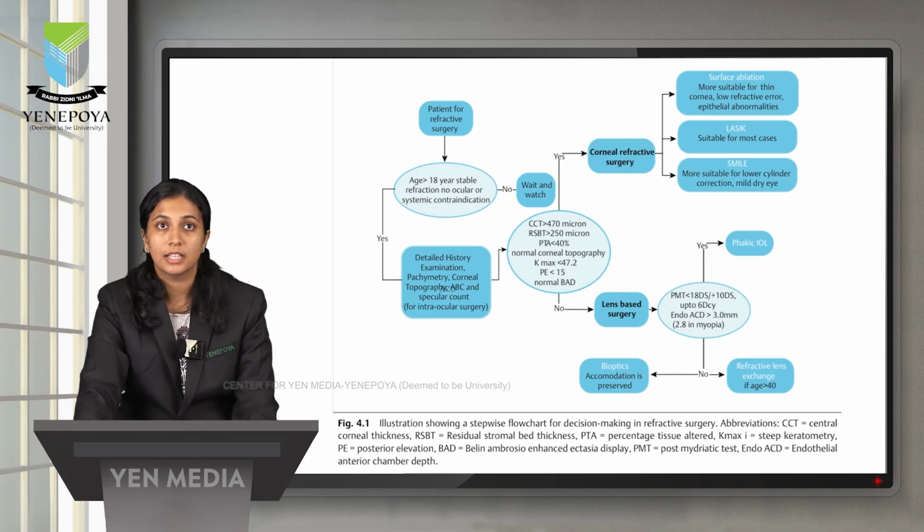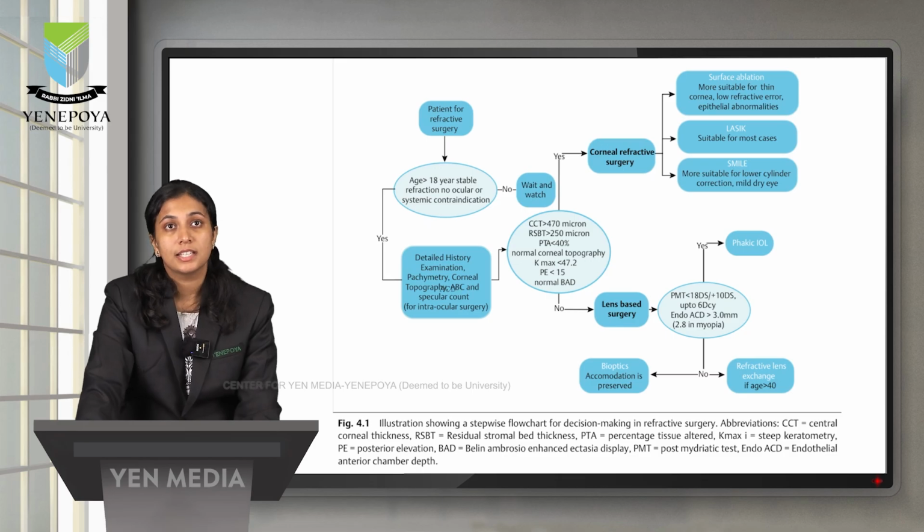Then you look for certain criteria, that is CCT, central corneal thickness more than 417 micron, RSBT, that is residual stromal bed thickness, more than 250 micron, PTA less than 40, normal corneal topography, Kmax less than 47, posterior elevation less than 15, and normal Belin-Ambrosio enhanced ectasia display. If these criteria are met, you take up the patient for a corneal refractive surgery. Now, if these criteria are not met, you go for a lens-based procedure.